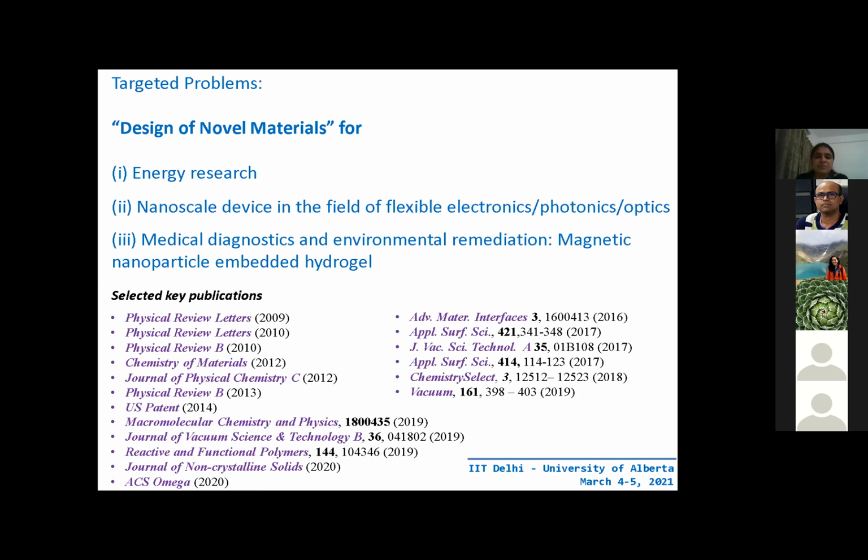Okay, so here are some selected publications related to this topic from our group and from my research field.